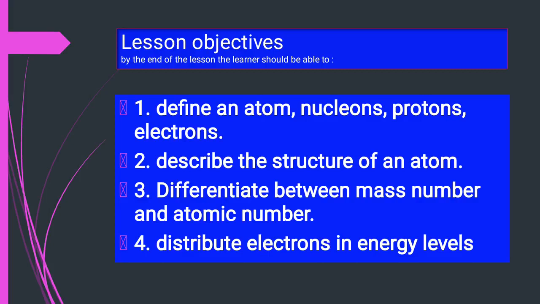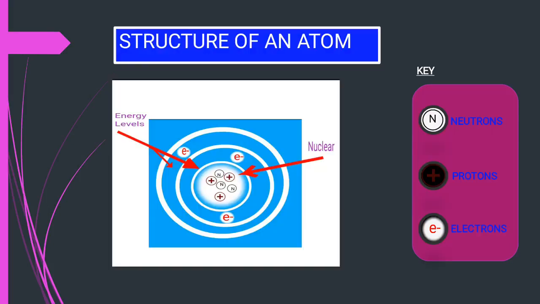Number 2 is describe the structure of the atom. Then objective number 3, by the end of the lesson, you should be able to differentiate between the mass number and the atomic number. And finally, distribute electrons in the energy levels.